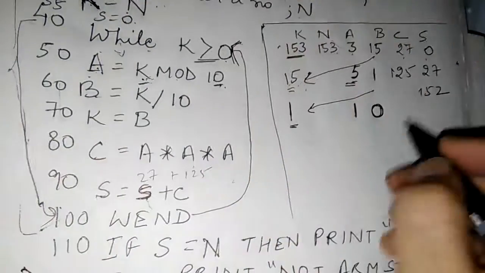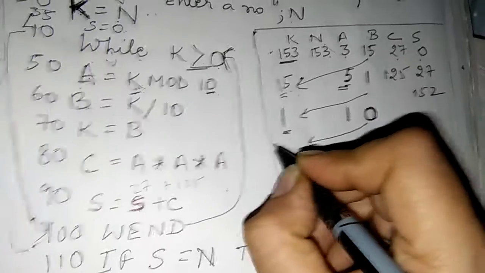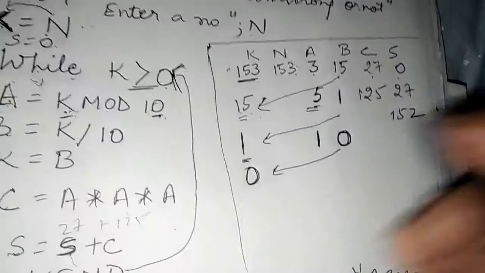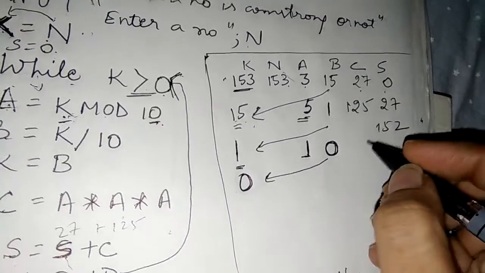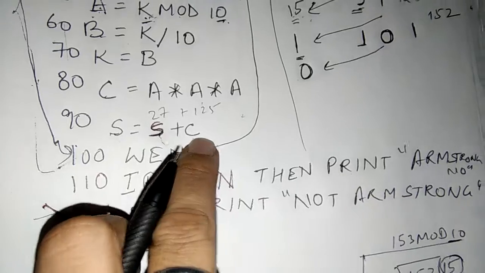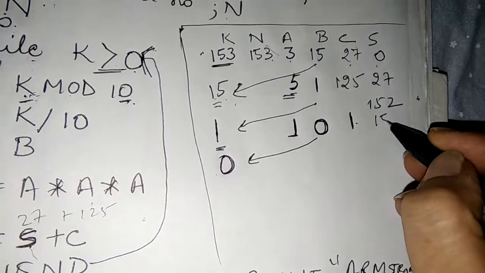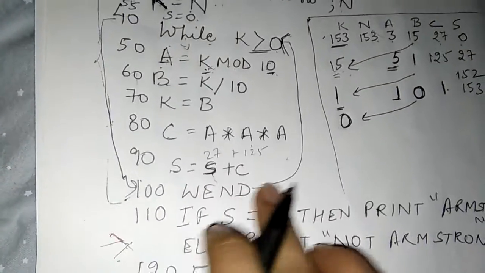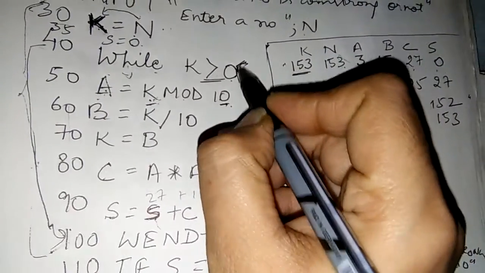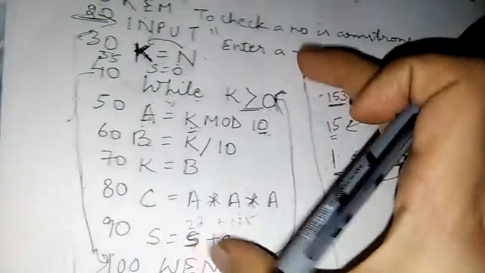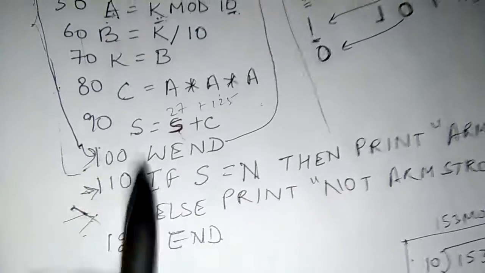K is equal to b. K is now again reduced to 0. C is a cube. A is 1. 1 cube is 1. S is equal to s plus c. 152 plus 1 is 153. Again when we go back, it will check 0 is greater than 0, false. This loop will end and we will come to the if statement.